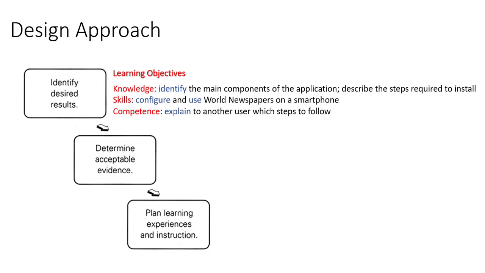In the knowledge category, using action verbs, I identified learning objectives like identify the main components of the application, and describe the steps required to install the application on a smartphone. Then, as part of the skills, configure and use Word newspapers on the smartphone. And then the competence, explaining to another user which steps to follow in order to install, configure and use the Word newspapers application on a smartphone.